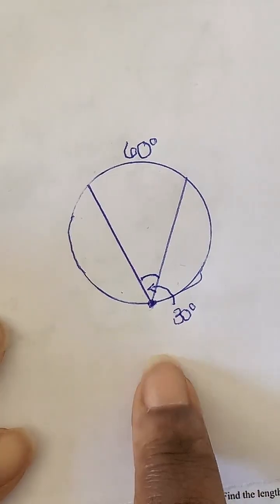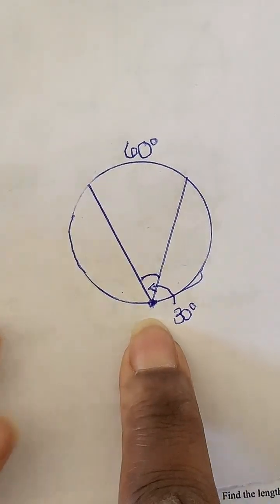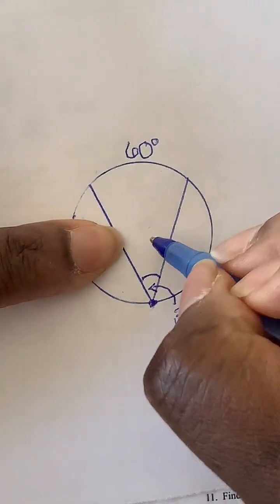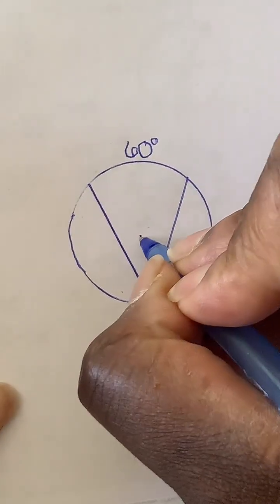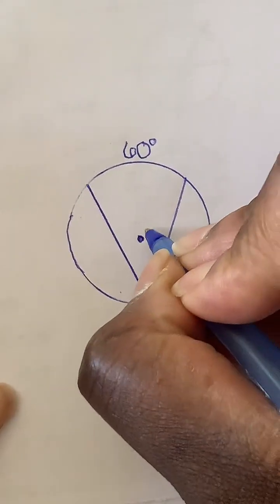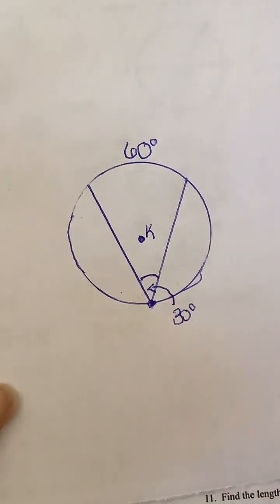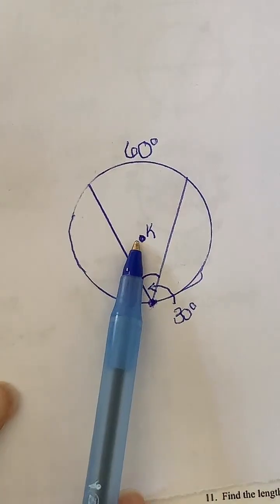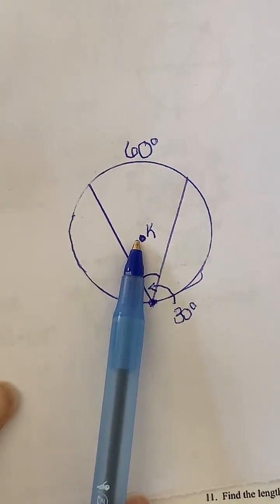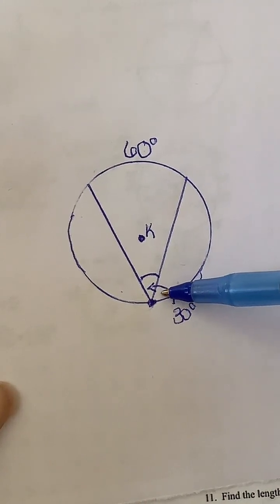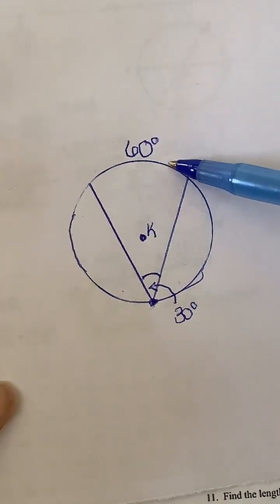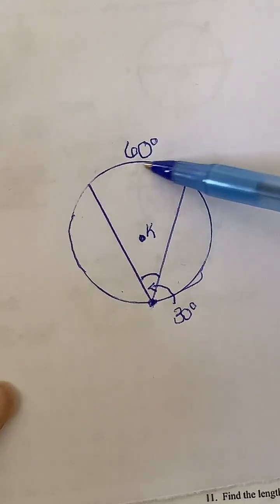This is different from using a central angle, because if the center of your circle is somewhere around here, I'm going to say this is circle K, your central angle is right here. So in order for us to get this angle here, I have to take half of the arc measure.